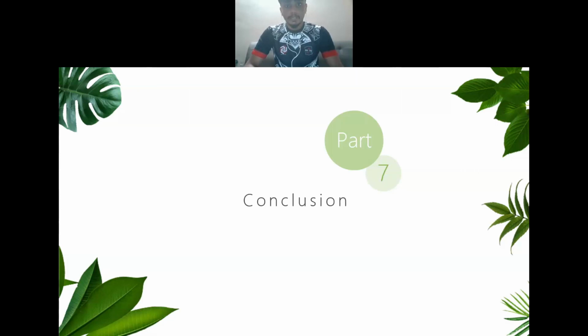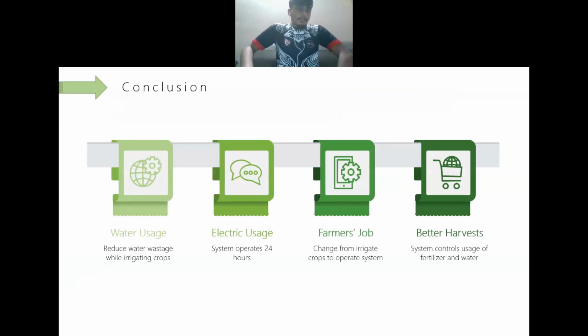Okay. This will be our conclusion part. There are four main objectives that we achieved during our mini project. The first is water usage. We can reduce the water usage while irrigating crops. And the second one is electrical usage. The system operates for 24 hours, but it will consume much less because it only operates at a time frame of every 8 hours.